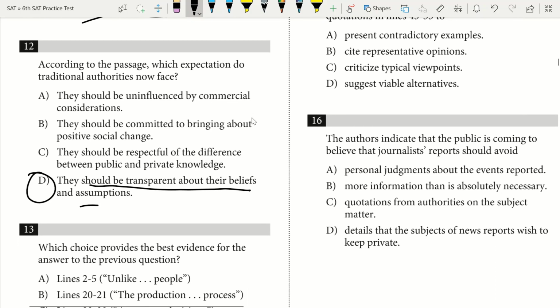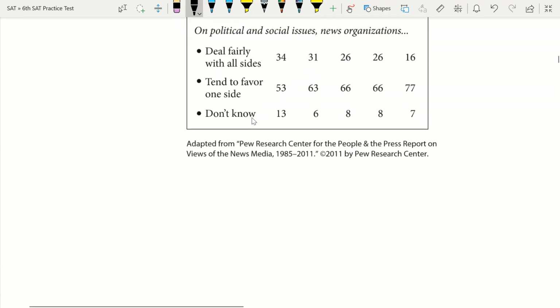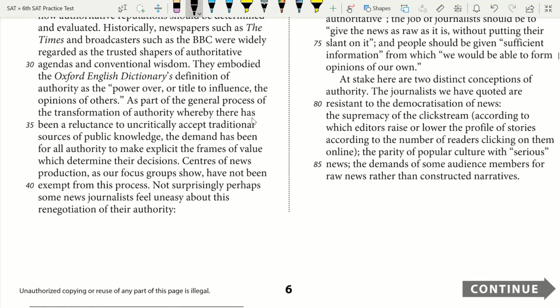Let's take a look. If it is, I can go find it. Yep, okay, our next one's evidence, so I'll go ahead and show you where that is. That's where we talk about how we want them to be upfront and explicit about the frames of value which are determining their decisions about what to publish. Okay, so I'm going to look for where that sentence starts.